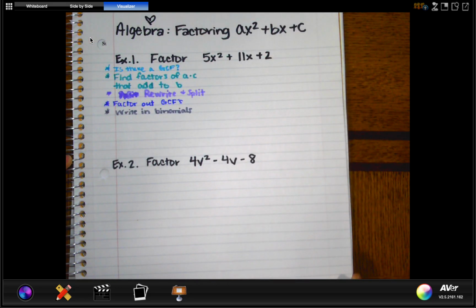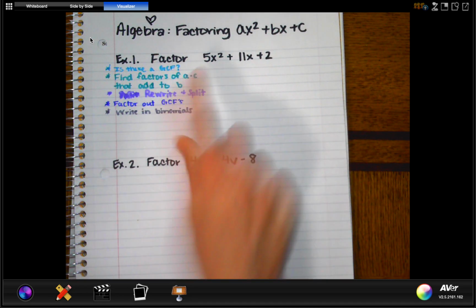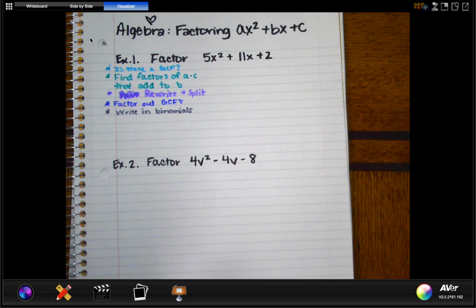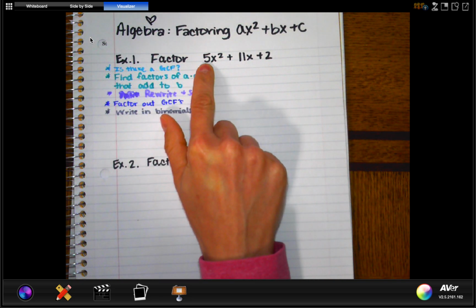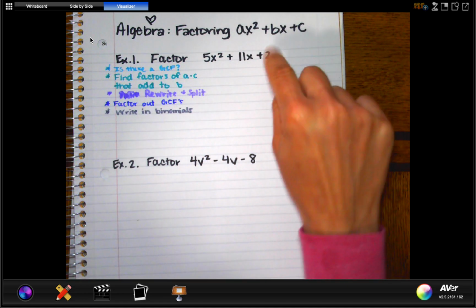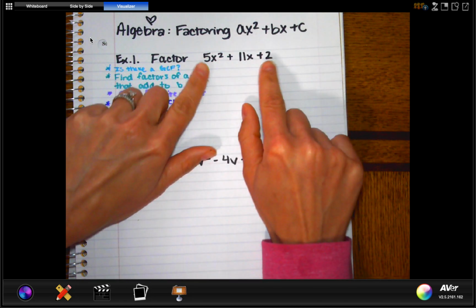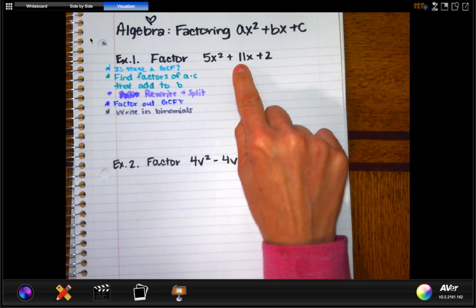And we will start. The first thing that you need to be asking yourself when you're going to factor a trinomial is, is there a greatest common factor other than 1? So let's look at that. 5, 11, and 2. No, there is not a greatest common factor other than 1. But this starts with something other than 1, so we can't just jump to what multiplies to get 2 and adds to get 11. We have to find factors of 5 times 2 that add to get 11. That's what I'm writing here.